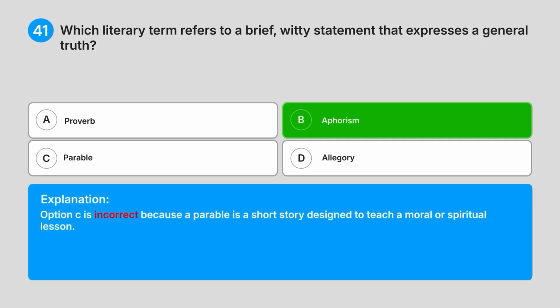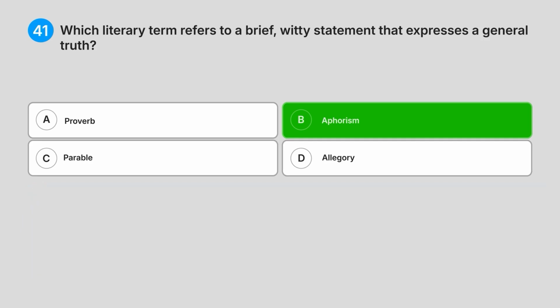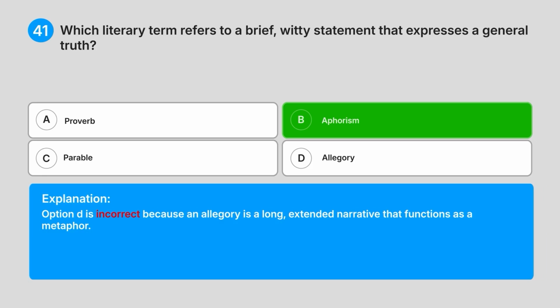Option C is incorrect because a parable is a short story designed to teach a moral or spiritual lesson. Option D is incorrect because an allegory is a long, extended narrative that functions as a metaphor.